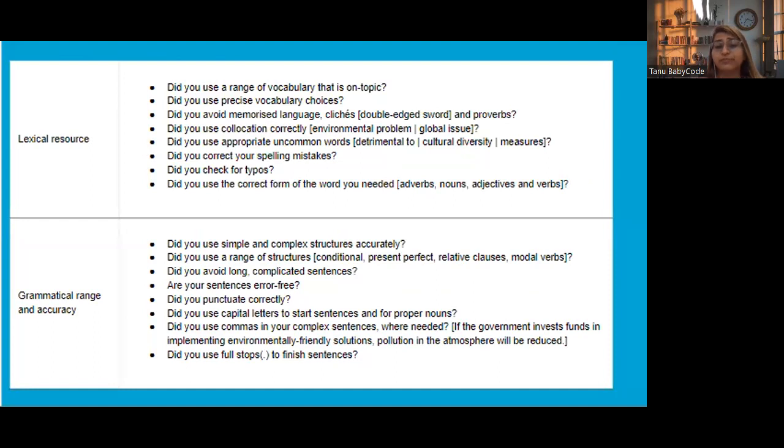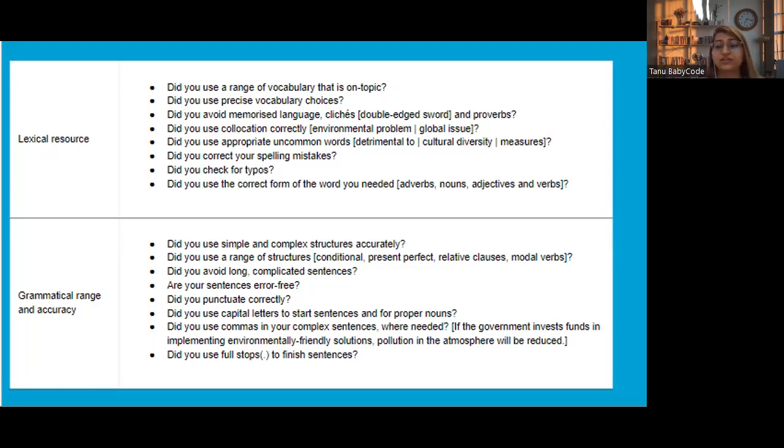Then the last one is your grammatical range and accuracy. Did you use complex structures or simple structures accurately? Did you use a range of structures? Did you avoid any long or complicated sentences? Are your sentences error free? Did you punctuate correctly? Did you capitalize letters to start sentences and for proper nouns also? Did you use commas in your complex sentences where needed? Did you use full stops to finish sentences?